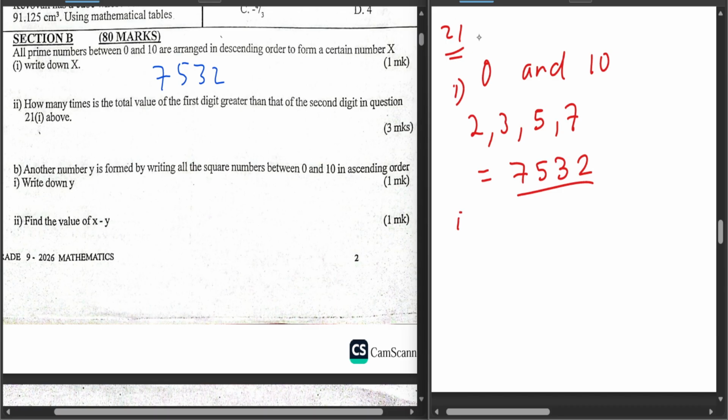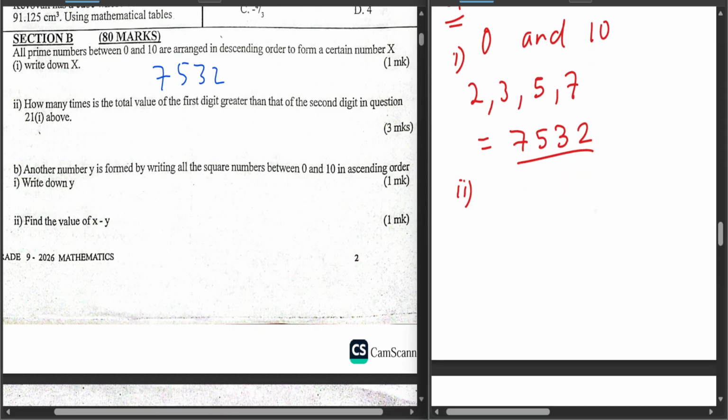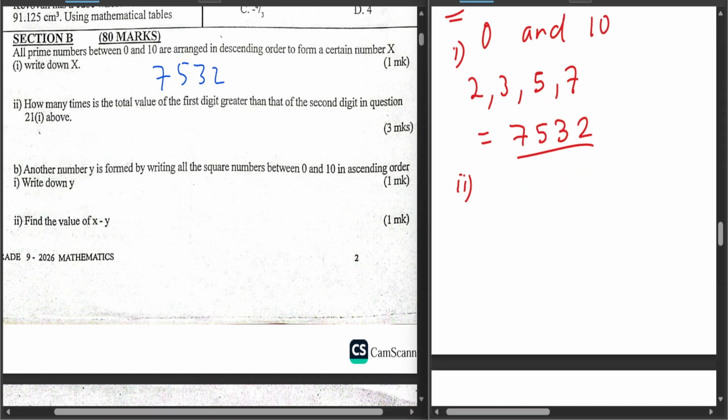Roman 2: how many times is the total value of the first digit greater than that of the second digit in question 21, Roman 1 above? The first digit is 7, so its total value is 7,000. The second digit is 5, in the hundreds position, so it's 5 times 100, which gives you 500. So the 7 is in the thousands place value, and therefore 7 times 1,000 gives you 7,000, and 5 is in the hundreds place value, therefore 5 times 100 gives you 500.